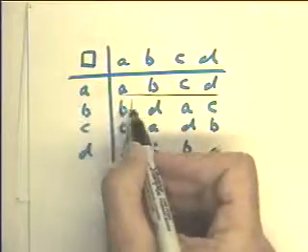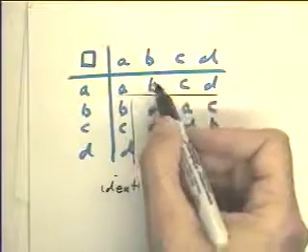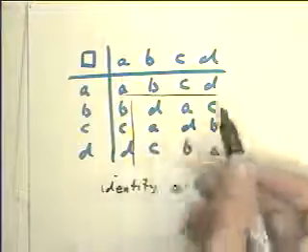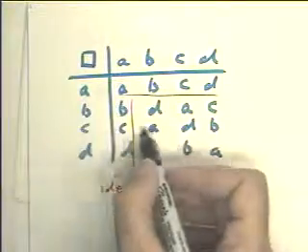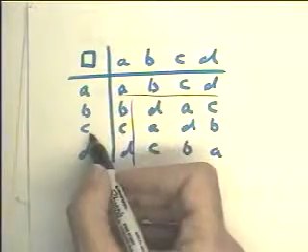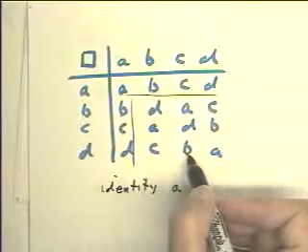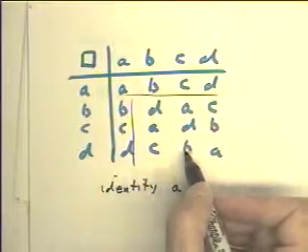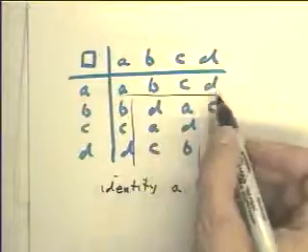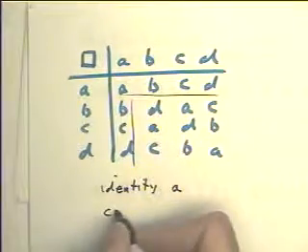The row for B is BDAC. The column is BDAC. So we're doing okay so far. CADB is the row for C. CADB is the column for C. The row for D is DCBA. The column is DCBA. Yes, it's commutative.